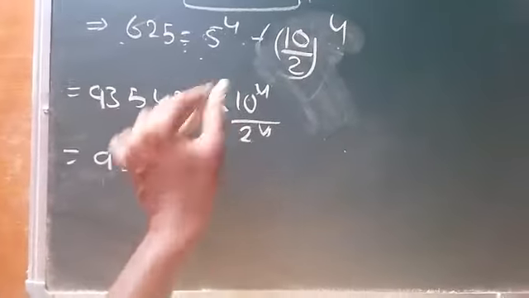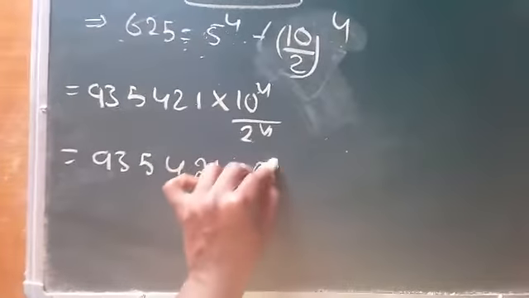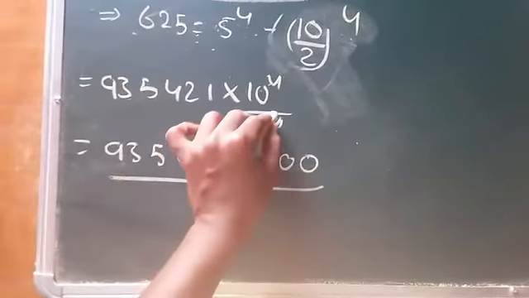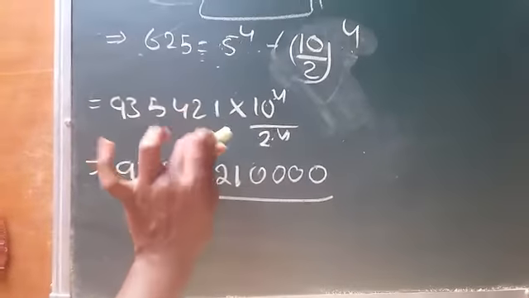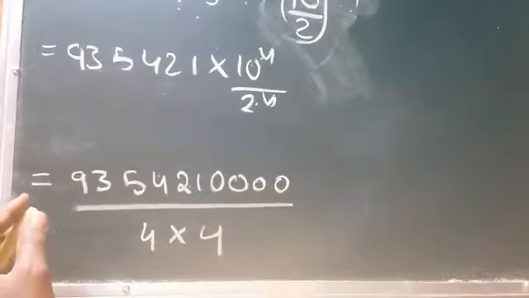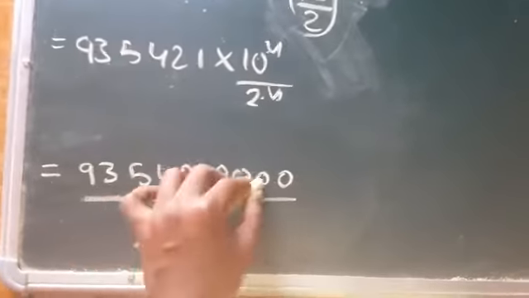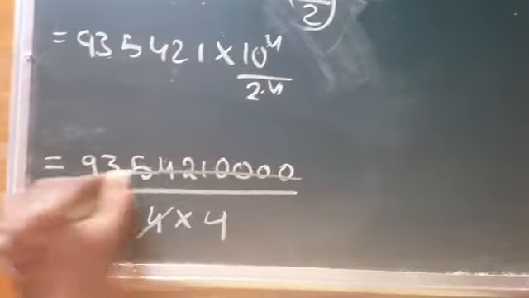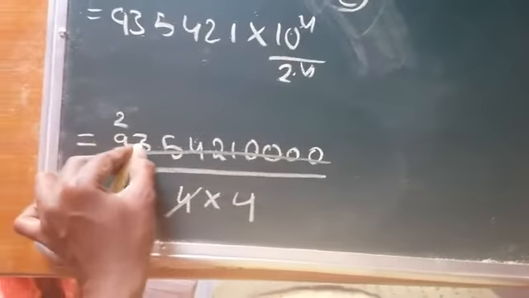935421 into how much? 10 power 4. You will get 4 zeros. Divided by 2 power 4. 2 2s are 4, 4 2s are 8, 8 2s are 16. That means 4 into 4. Now cancel these 2 with 4. 4 2s are 8, remaining is 1.